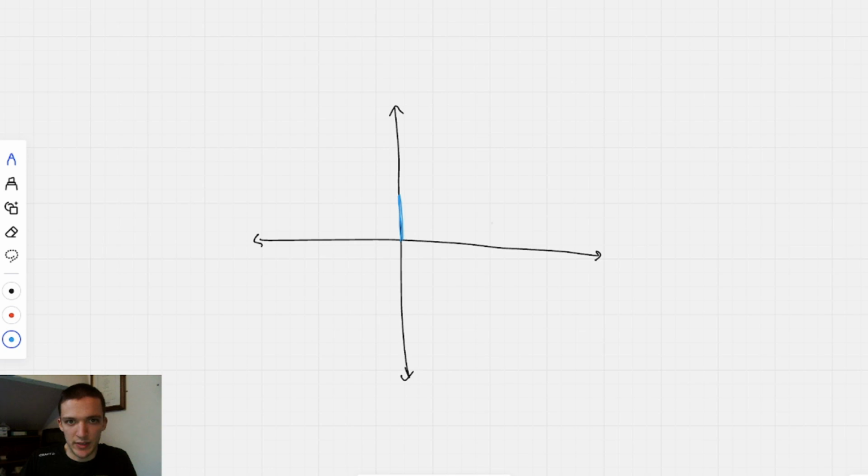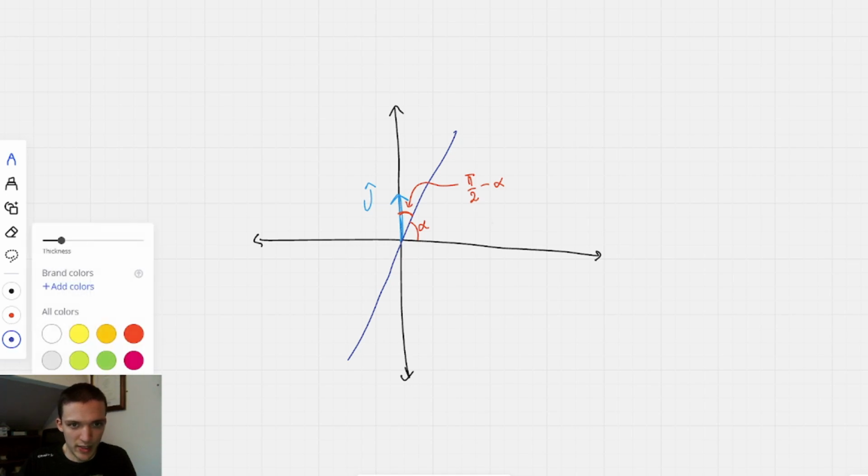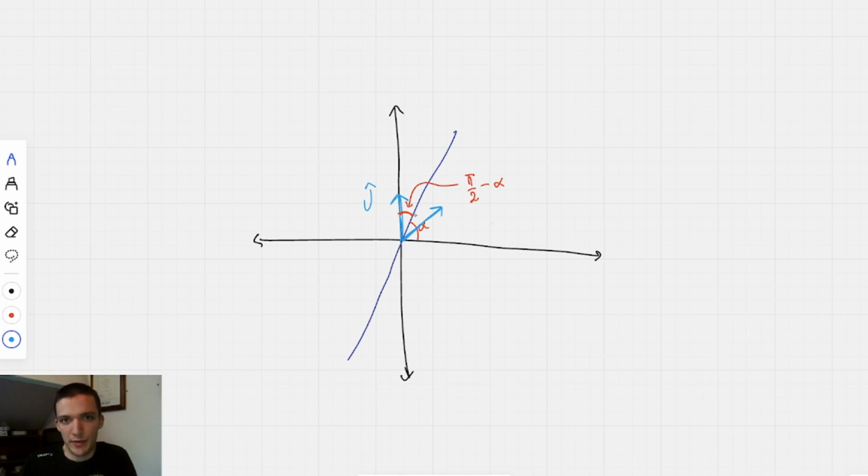So J hat is here. This is J hat, which is the unit vector (0, 1). Our line, again, is about here, again kind of arbitrary. Now, what is this angle in here? Well, this angle here is alpha, and so this angle in radians is pi over 2 minus alpha. Now, if reflected, J hat is going to end up about here. And this angle here is also pi over 2 minus alpha.